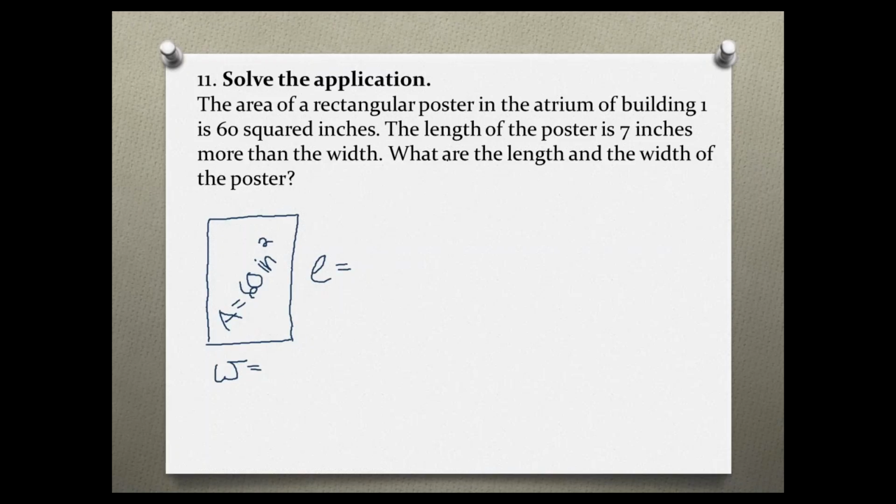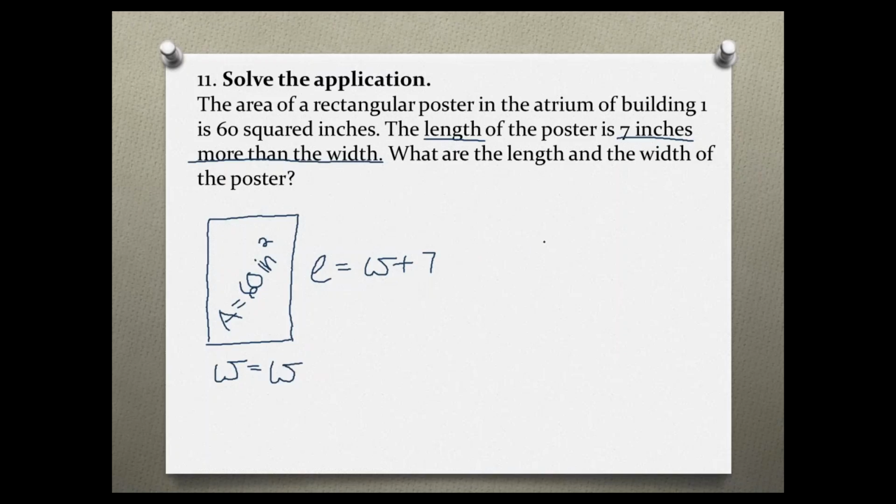And then it says that the length of this poster is 7 inches more than the width. So the length is W plus 7. And then it says nothing about the width, so the width is just going to be W.